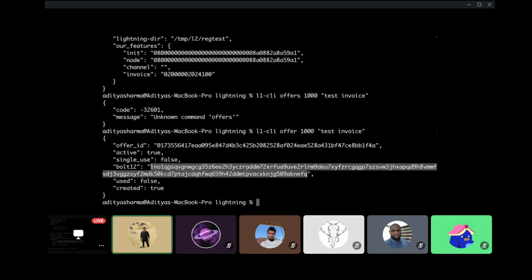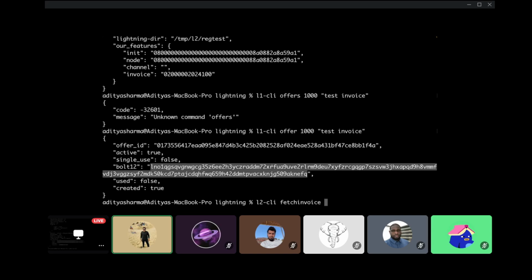But in modern wallets, which are more user oriented and whose UX is a bit easier, you would just scan the QR code belonging to this string, and it would automatically fetch the invoice and pay it. So through L2, I would fetch the invoice.